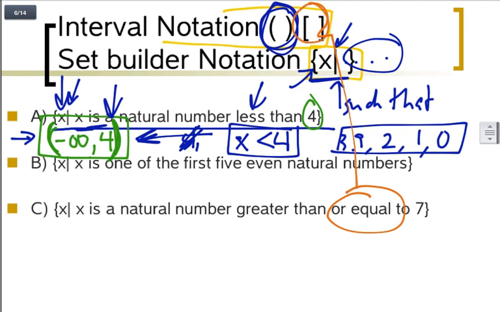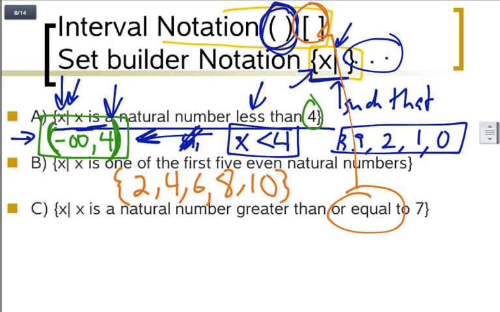Okay? So, let's try the next one. The next one says x such that x is one of the first 5 even natural numbers. Okay? So, this time, the best way is to actually list what the first 5 even natural numbers look like. So we actually should write 2, 4, 6, 8, 10.